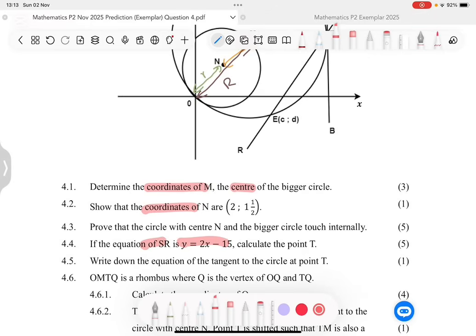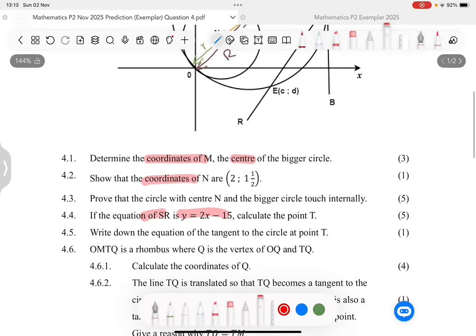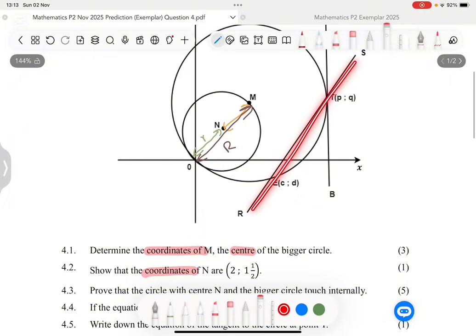by that equation, so we are looking at SR, calculate the point T. So SR is our line here, which is a secant really, because it has 2 points on the bigger circle. It cuts 2 points on the bigger circle. They've given us the equation of this line here, and we can see that that's a proper equation. Our gradient is 2 there, it's going uphill. So we want to find this coordinate there.